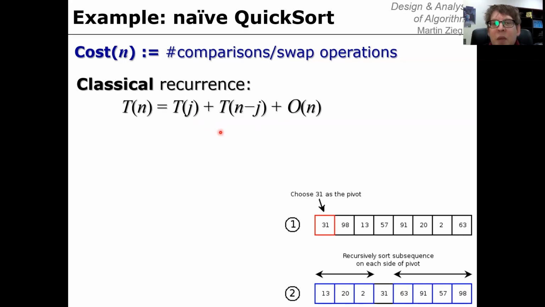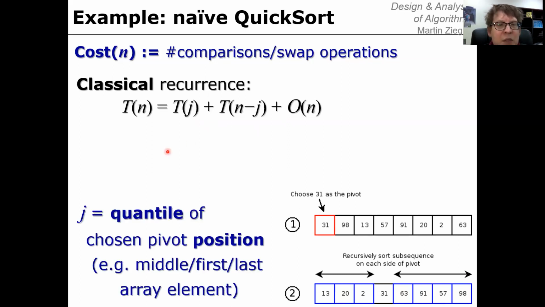So to make things more formal, j denotes the quantile of the chosen pivot position. Let me say that again. We choose a pivot according to its position in the input array: first entry, last entry, middle entry. But what really matters is not the position of the pivot in the input array. What matters is the quantile of the pivot, meaning how many elements in the array are smaller than the pivot and how many of them are larger. And that's what governs the running time and the recurrence.